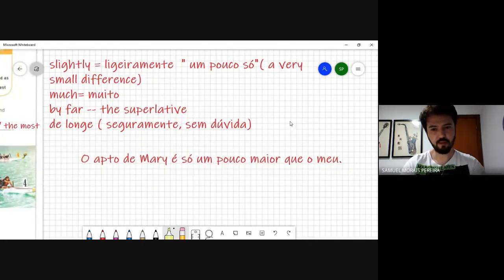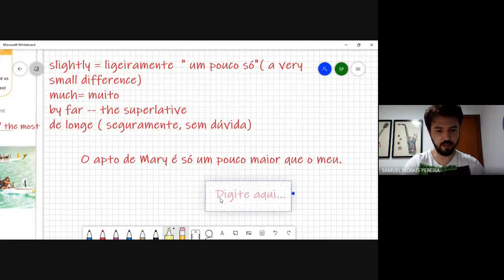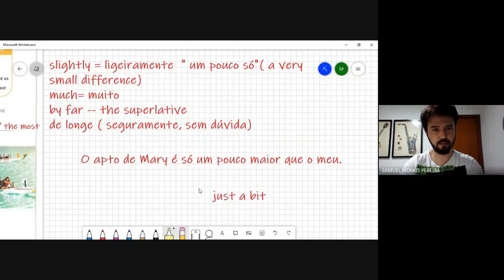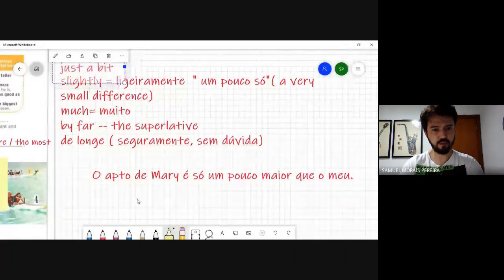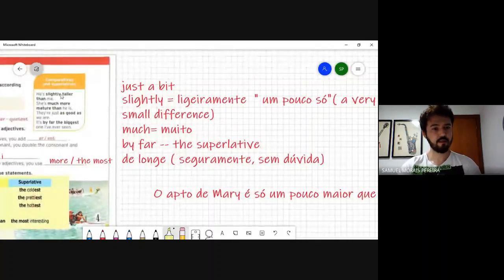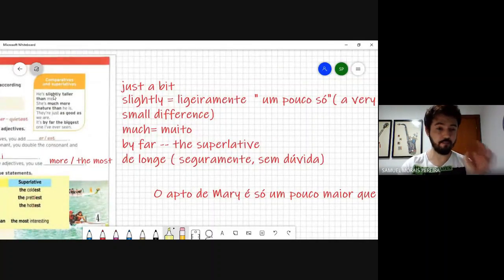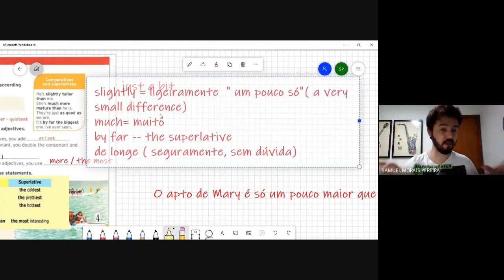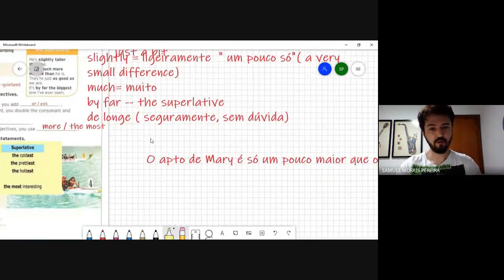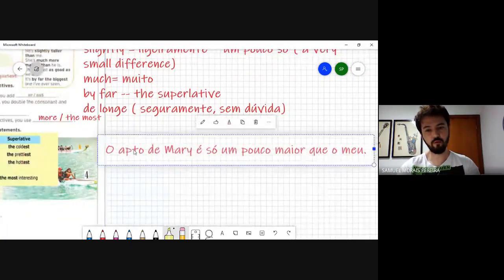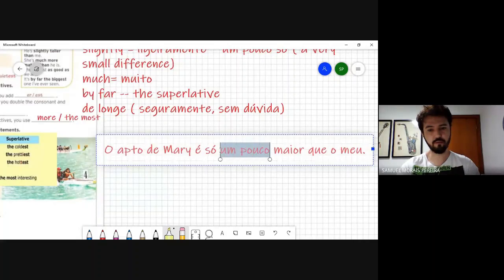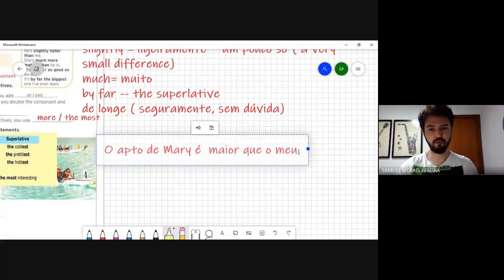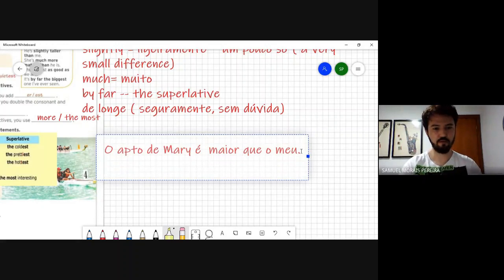Primeiro, eu posso falar assim, ó. Just a bit. Just a bit maior que o meu. Então, esse slightly é a mesma coisa que just a bit. Então, eu poderia falar assim, ó. He's just a bit taller than me. Can you see? I am comparing, but there is a very small difference between the things that I am comparing, ok? Vamos lá. How do I say o apartamento de Mary é só um pouco maior que o meu? Como é que seria assim, ó? É maior que o meu. How do you say that? Any volunteer?